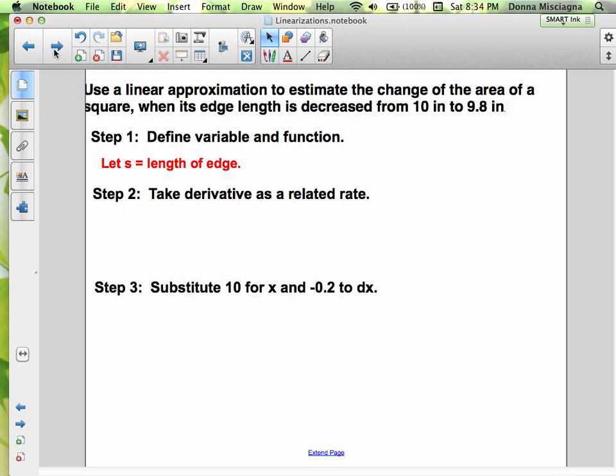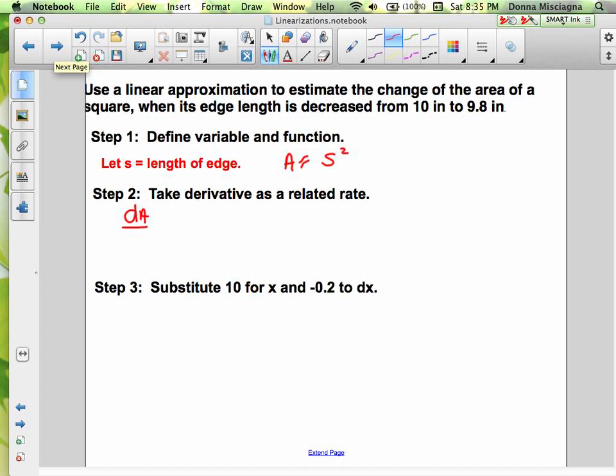All right, so this one I didn't write up here. Now we want to estimate the change in the area of a square when its length is decreased from 10 inches to 9.8 inches. All right, so let S equal the length of the side. The function, let's call it A. A would equal the side squared. This is a square. Take the derivative as a related rate, so dA/dS, oh, that should be an S now. dA/dS would be 2s.